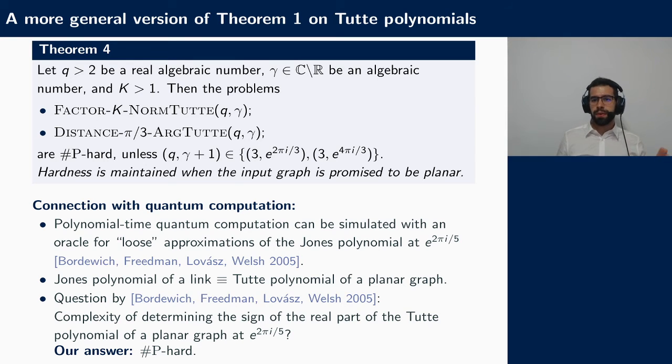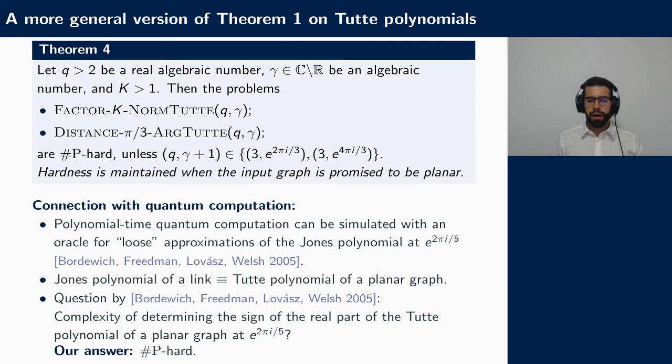I don't want to get into details and definitions here, so I will refer to the paper of Bordewich, Freedman, Lovász, and Welsh, or our paper for that. But the thing is, the Jones polynomial of a link is actually a Tutte polynomial of a planar graph. And for this reason, the authors of the previous paper posed the following question. What's the complexity of determining the sign of the real part of the Tutte polynomial of a planar graph at the fifth root of unity?